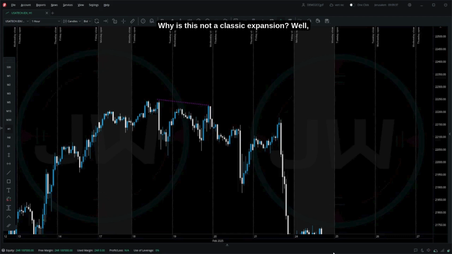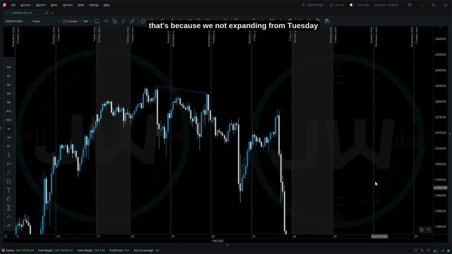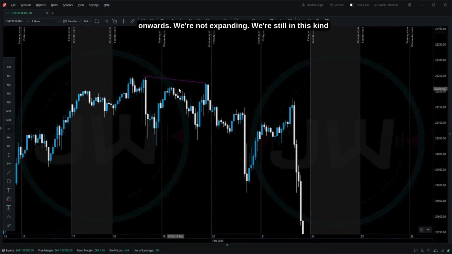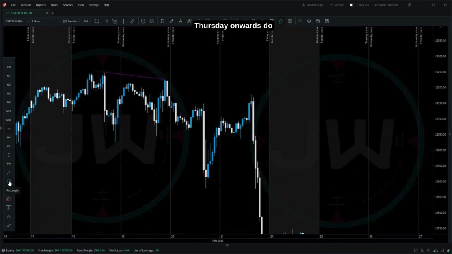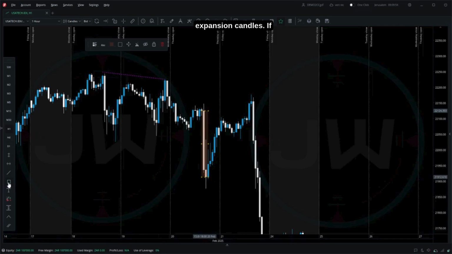why is this not a classic expansion? Well, that's because we are not expanding from Tuesday onwards. We're not expanding. We're still in this kind of range on Wednesday. Only from Thursday onwards do we start seeing these large expansion candles.